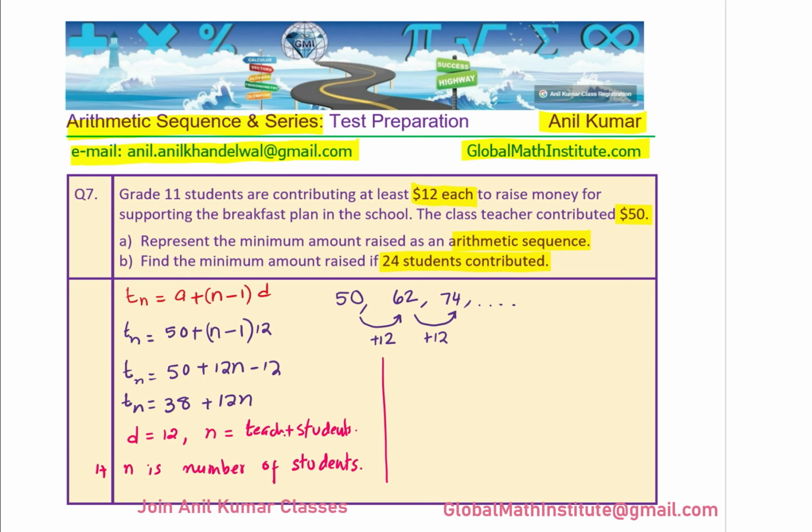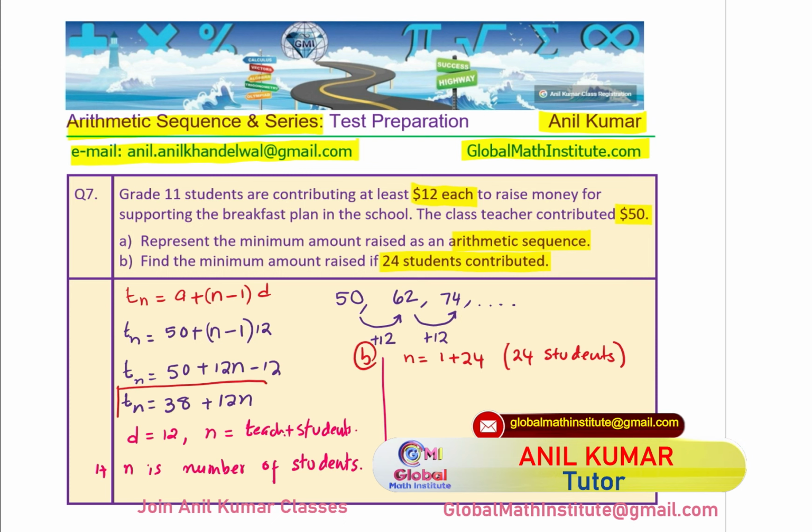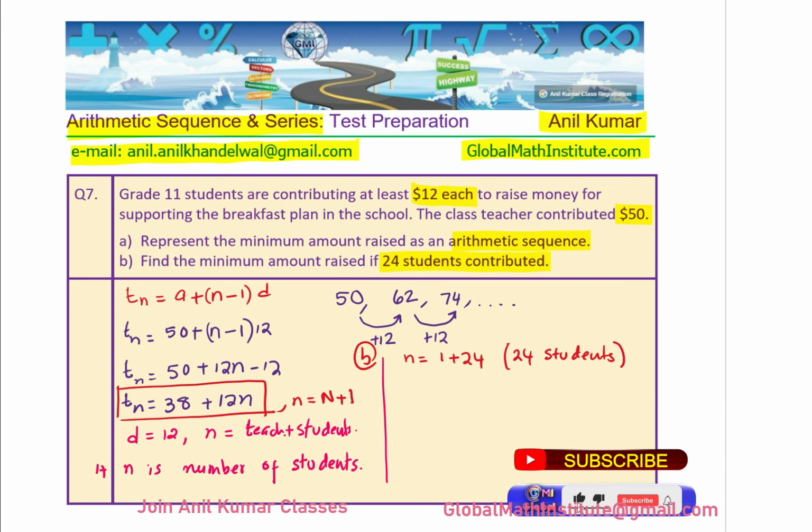Now, part B is find the minimum amount raised if 24 students contribute. So let me write n as equal to 1 plus 24. This is where we have 24 students. So we are doing part B now. We have an expression where n equals the number of students plus 1.